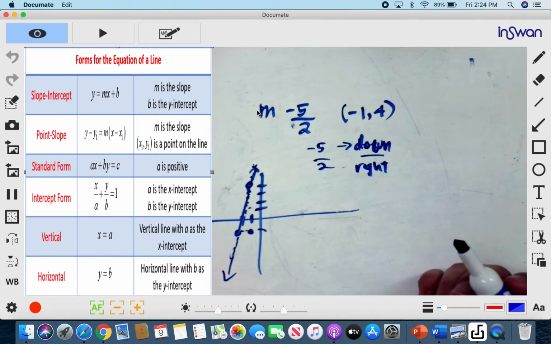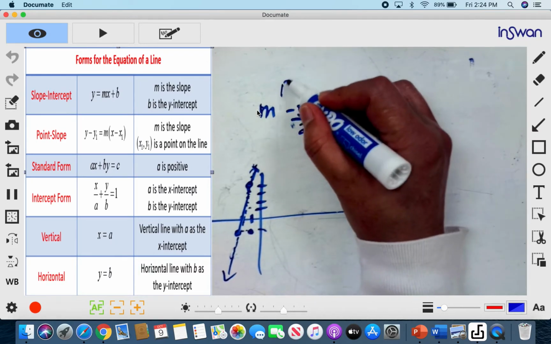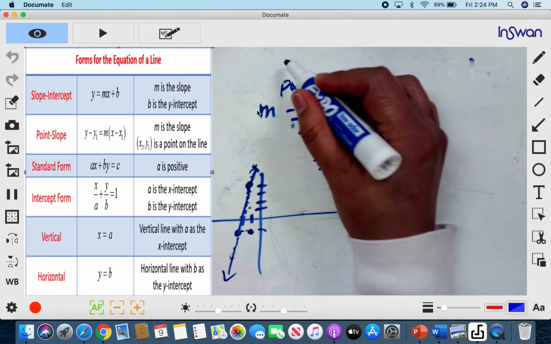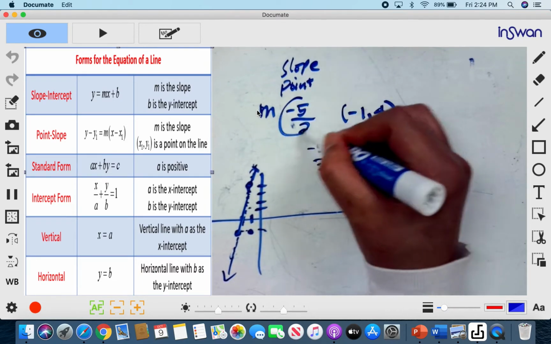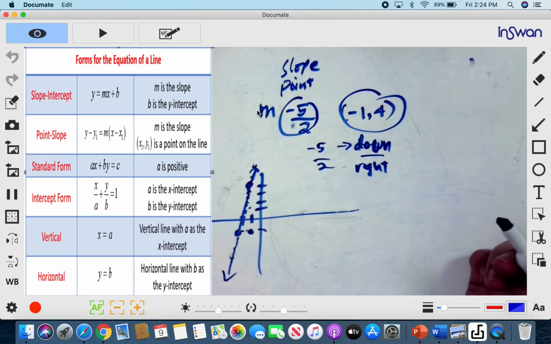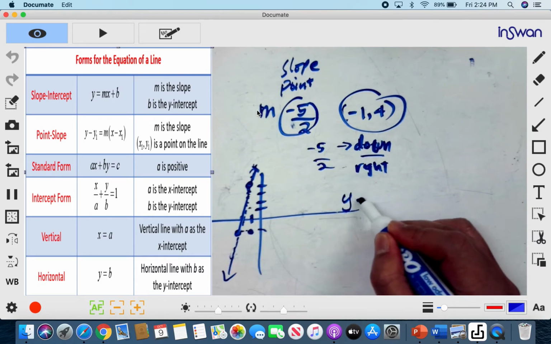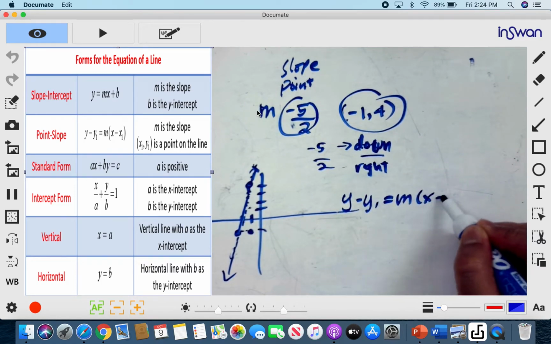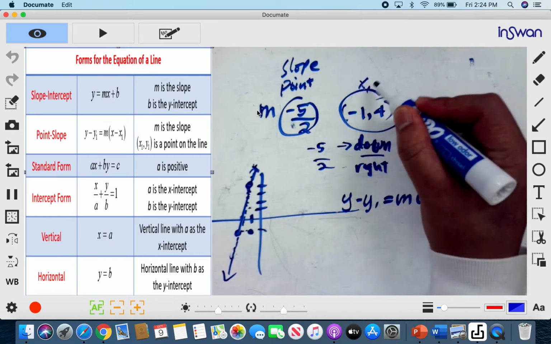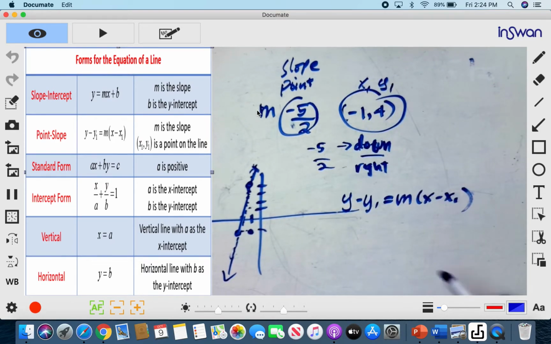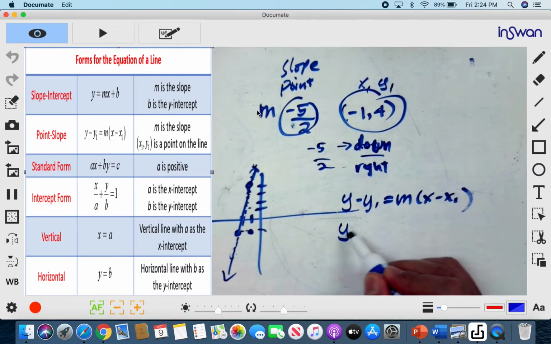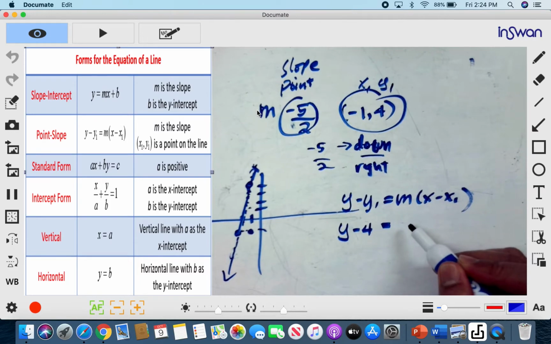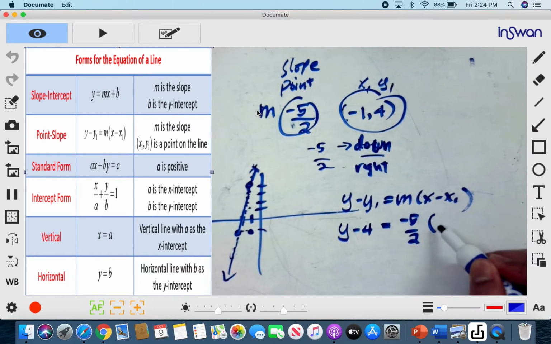And what is the equation of this line? Because I have a slope and I have a point, we will use the point-slope form, which is y minus y1 equals m times (x minus x1). So meaning to say, this is the x1 and this is the y1. So what should we do? We simply plug in: y minus 4 is equal to, the slope is -5/2, times (x minus -1). But because negative times negative is positive, you can make it positive later on.